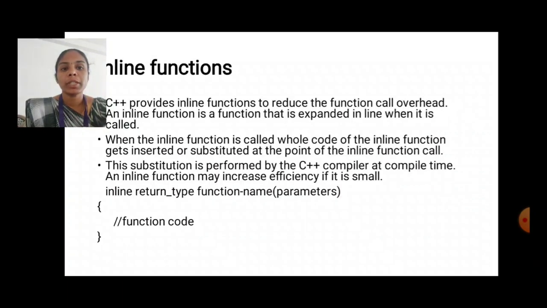Inline function. C++ provides inline functions to reduce the function call overhead. An inline function is a function that is expanded inline when it is called. When the inline function is called, the whole code of the inline function gets inserted or substituted at the point of the inline function call. The substitution is performed by the C++ compiler at compile time. An inline function may be effective if it is small. It has a return type, function name, parameters, and function code.